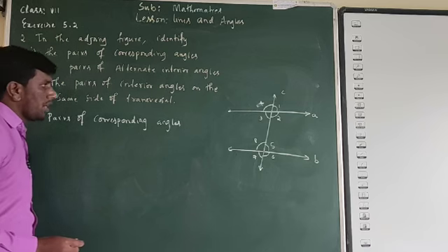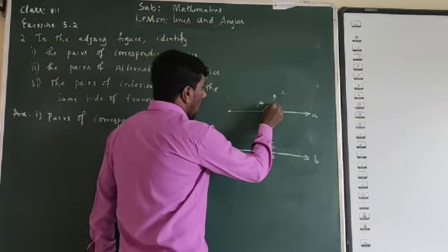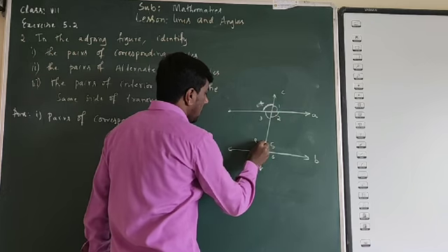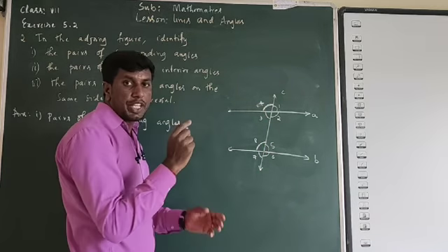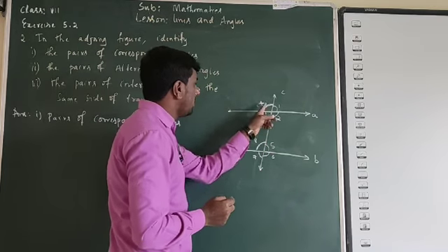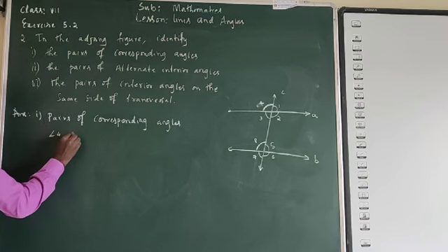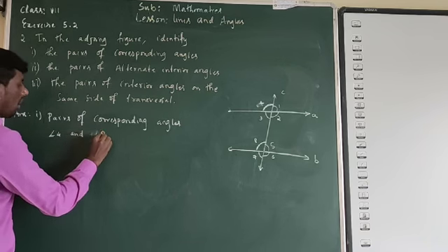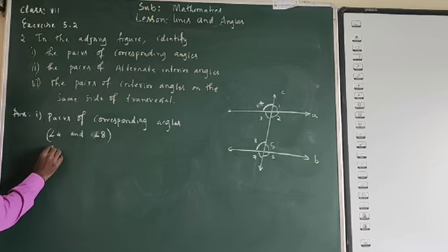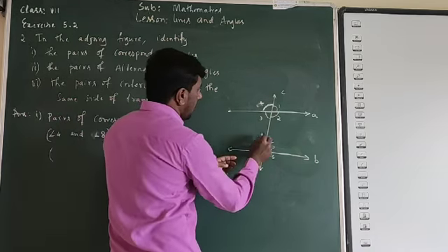Pairs of corresponding angles. What are the pairs of corresponding angles? We know that angle 4 and angle 8 are one pair of corresponding angles. This is one pair. Okay, so next pair. Angle 4 and angle 8 is done.